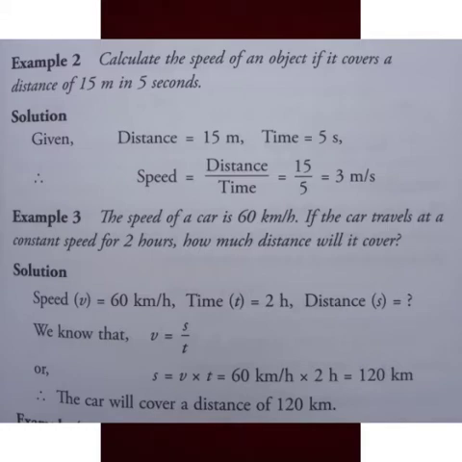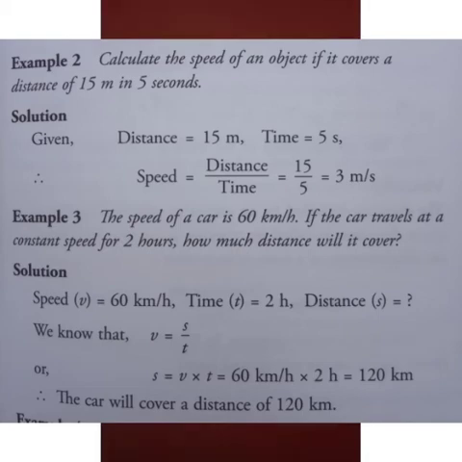Now the next example: the speed of a car is 60 km per hour. If the car travels at a constant speed for 2 hours, how much distance will it cover? We have to calculate distance, and time is given as 2 hours. So we will use the formula speed is equal to distance upon time, and for calculating distance we will multiply speed into time. So speed is 60 and time is 2. So we will get the answer 120 km.